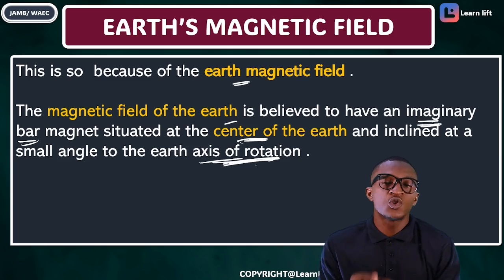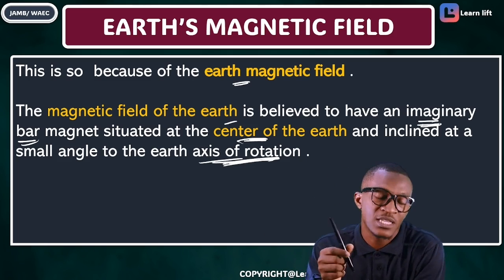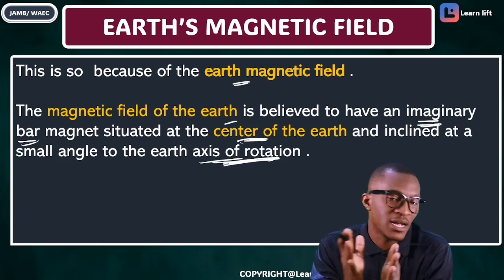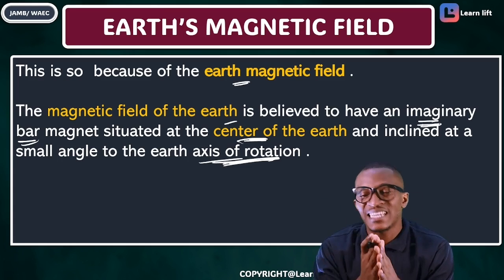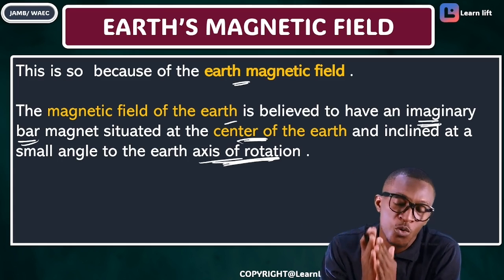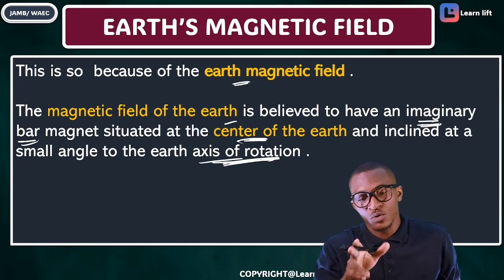Are you seeing that? So the reason why, when you suspend any magnet on the Earth, that magnet rests in the north-south direction is because the Earth itself is believed to have a bar magnet. This bar magnet is at the center, and it is tilted at a small angle of rotation. I'm going to show you that.